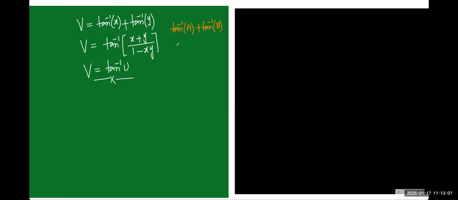The formula is nothing but tan inverse of (A plus B) by (1 minus AB). Just we have to put their values in the formula. Tan inverse of A plus tan inverse of B is tan inverse of (A plus B) by (1 minus AB). That's it. If you don't write the relation also, no problem, because sometimes they may ask for the relation, sometimes they may not. Okay, moving to the next question.